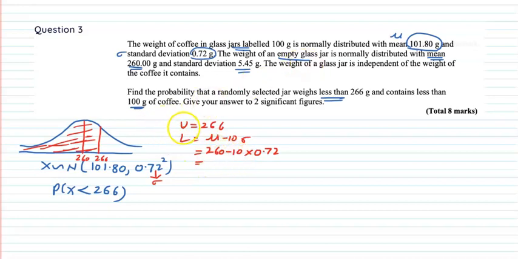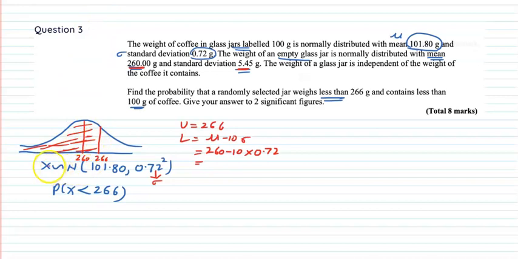10 times 0.72 is square. Okay, so it should be, yeah, 1 minute. Okay, here there is one correction. We have taken 266 gram, right? Sorry, 260, this one, and 5.45. So this should be corrected.